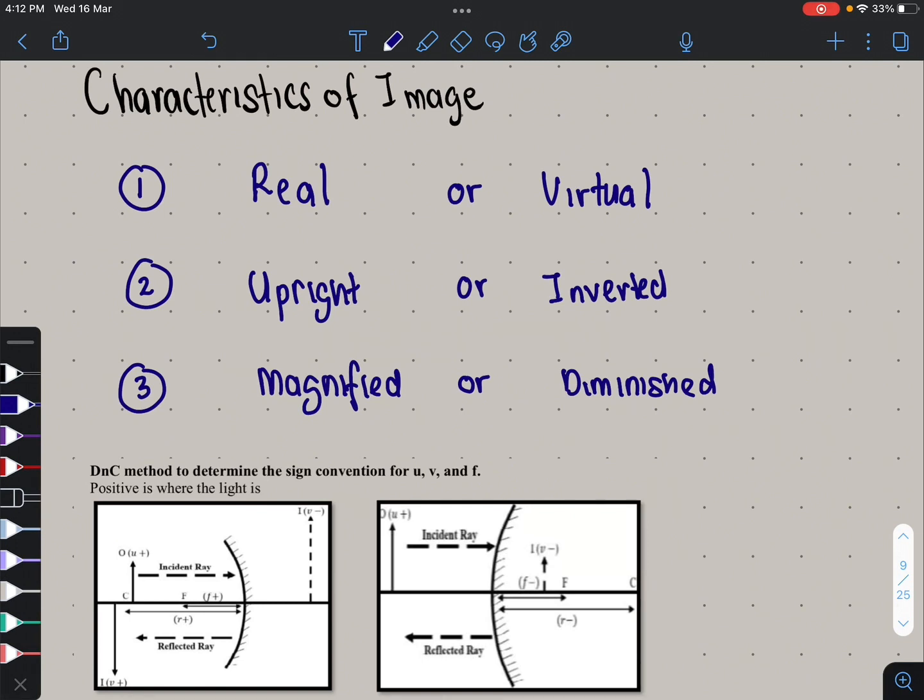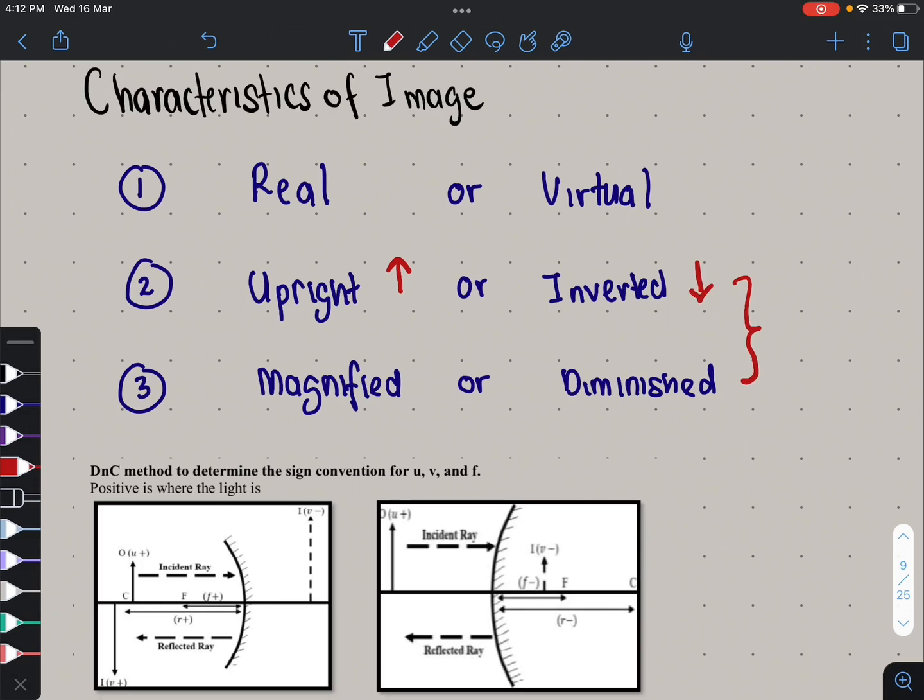Okay, when we sketch the ray diagram, we can automatically identify these two characteristics such as the upright, inverted, or magnified or diminished. Ini adalah dua karakteristik yang sangat visible. Bila kita sketch, kita tengok dan kita boleh tahu. Kalau upright, image yang kita akan dapat berbentuk arrow dia ke atas lah. Kalau inverted, arrow dia akan ke bawah.